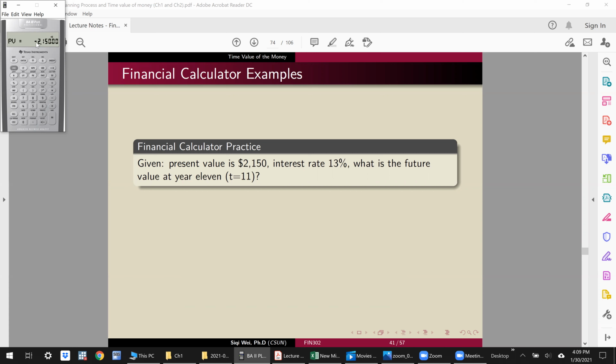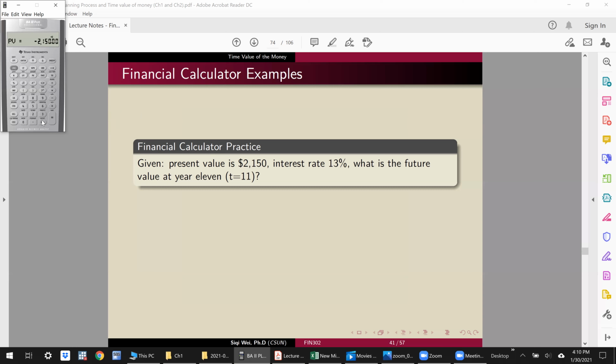The reason why I put a negative sign here really depends upon the way you think. I consider this 2150 to be my outflow. I invest this amount today, and I will collect my future value back to my pocket, which is positive. So present value is negative, future value is positive. If you drop this negative sign, it's going to be negative on the future value.